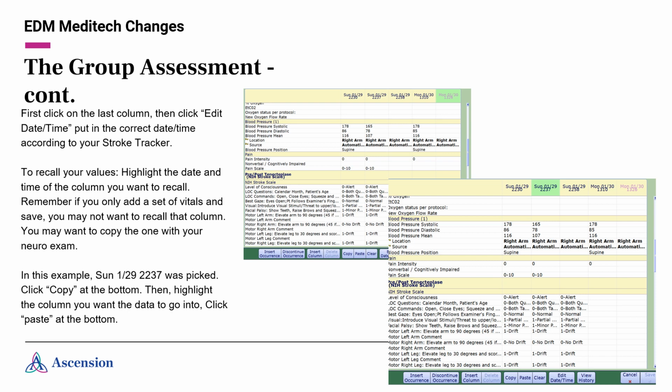15-minute vitals, for example. So in this case, we're going to click on Sunday 1/29 at 22:37. Highlight that so that it turns green, and then click Copy at the bottom of the screen. Then go to the column that you want the data to go into, in this case Monday 1/30 at 13:26. Highlight it, it will turn green, and then at the bottom click Paste.